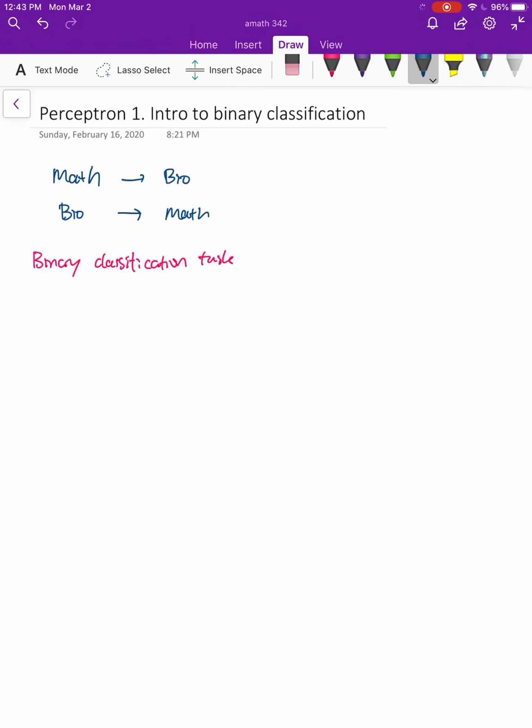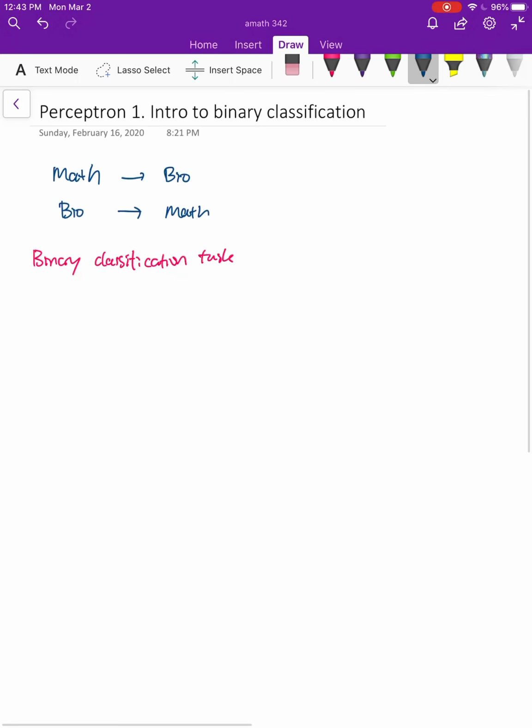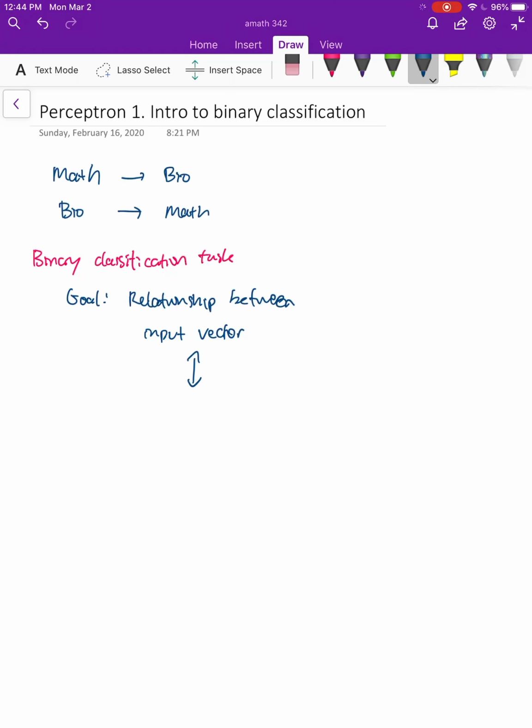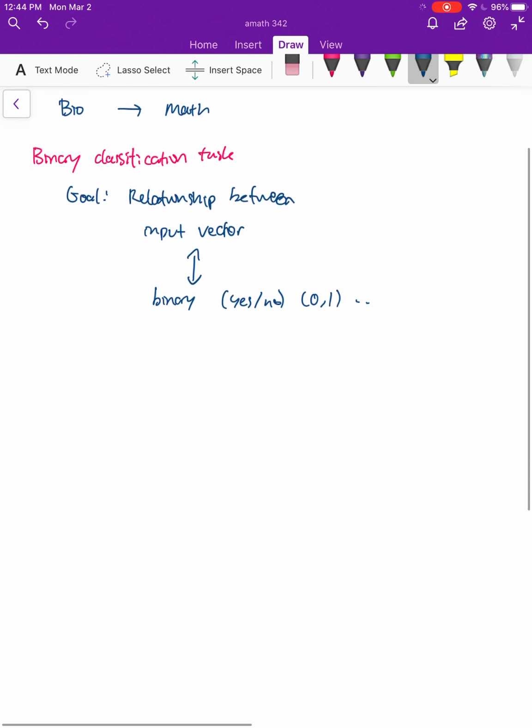So for those of you who have not taken statistics or machine learning before, the goal of this task is to find the relationship between an input vector, and I'm going to give a detailed example after this, and a binary output. Say, by binary, yes or no, 0 or 1, and so on. Okay, here's an example.